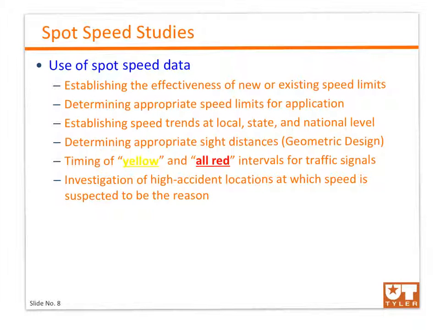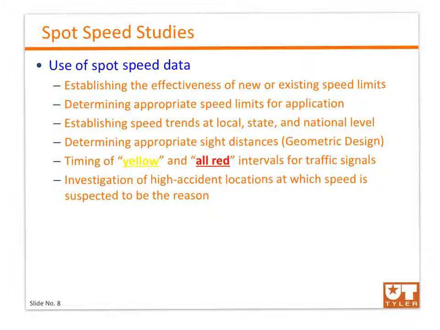So why do we need the spot speed studies? There are several usages for having spot speed data. The very first one is we need to establish the effectiveness of a new or existing speed limit. Sometimes there are complaints about the speed limit. If it's too high, maybe it's unsafe in some places, for example school zones, or if it's too low at some other places, it's too safe and everyone is saying it should be higher. Then we need to do a spot speed study there to know exactly if we can increase or decrease the posted speed limit.